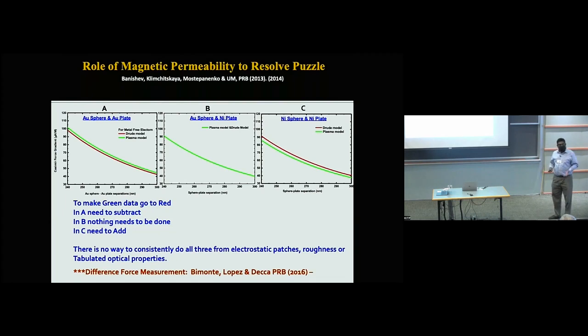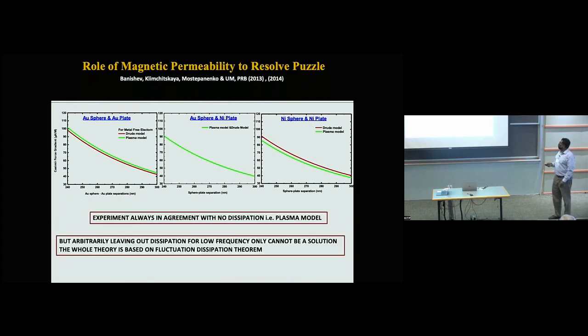So this is a puzzle, okay? And the puzzle is, you can't consistently subtract systematic errors and get experiment and theory to agree with the Drude model, okay? The experiment so far for these separation distances is always in agreement with the plasma model. But here's a puzzle. You can't leave out dissipation. The whole theory is based on the fluctuation dissipation theorem, and you can't arbitrarily throw out dissipation for some frequencies and claim that you got agreement. That's deeply unpleasant. Okay, so you can't just throw out dissipation. So this is a puzzle. We have to figure out what we're going to do.